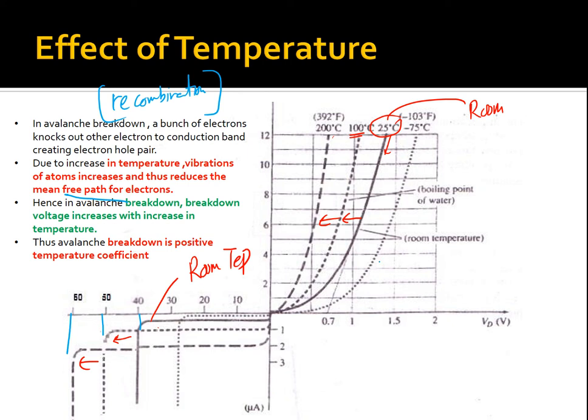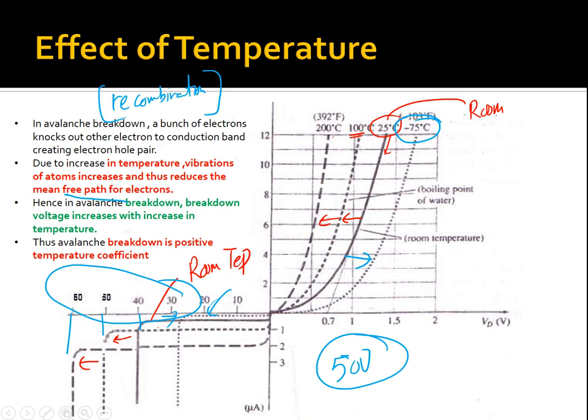As the temperature decreases, for example to minus 75 degrees centigrade, the turn on voltage increases and the breakdown voltage decreases. The typical value of the breakdown voltage ranges from 30 to 60 volts, so the typical value for the breakdown voltage of the diode is 50 volt. This is also called the peak inverse voltage, or PIV.